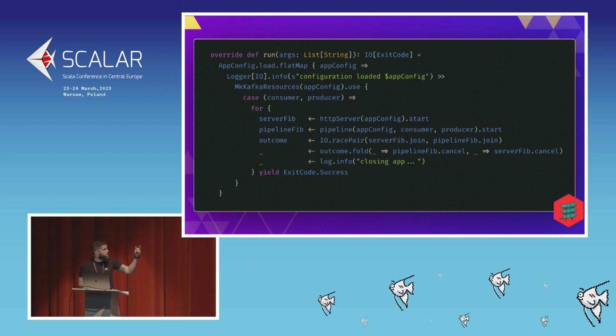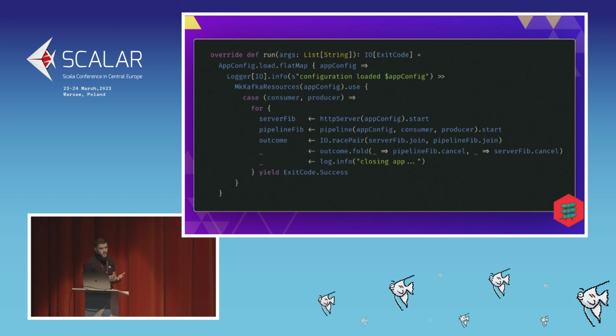After the race page, we are getting the outcome. And in this stage, when we are folding out the outcome, we're just saying that if our server crashed, we just want to cancel our pipeline fiber and close the application, and vice versa. If something is wrong with our Kafka pipeline, we'll just kill the server also and close the application.